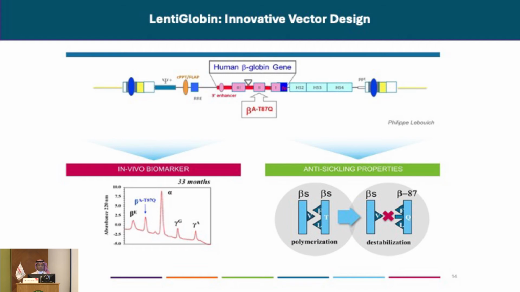The idea is that if we take, for example, the BAT87Q, which is a modified beta globin, it will be inserted in a certain place in the DNA or in the gene, and with that it becomes functional, and you can trace it after engraftment, and you can see the contribution of this gene. Now it has anti-sickling effect. The amino acid change in here makes it anti-sickling, and therefore it's effective in sickle cell as well.